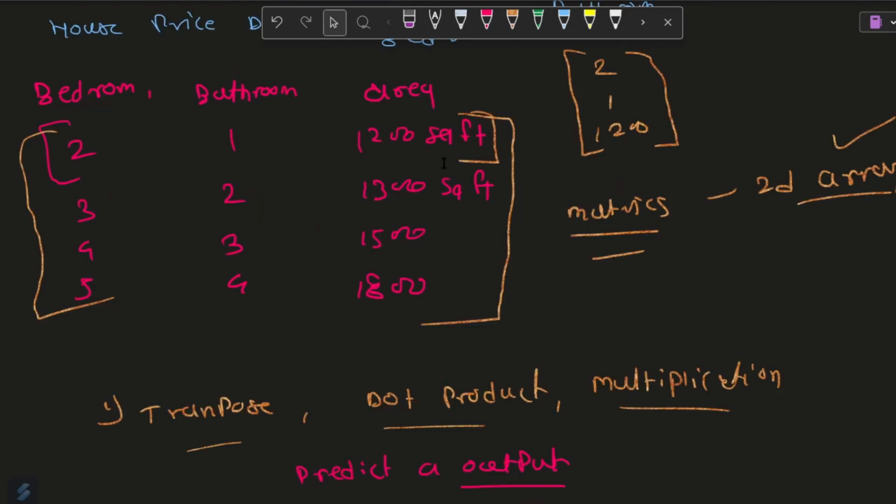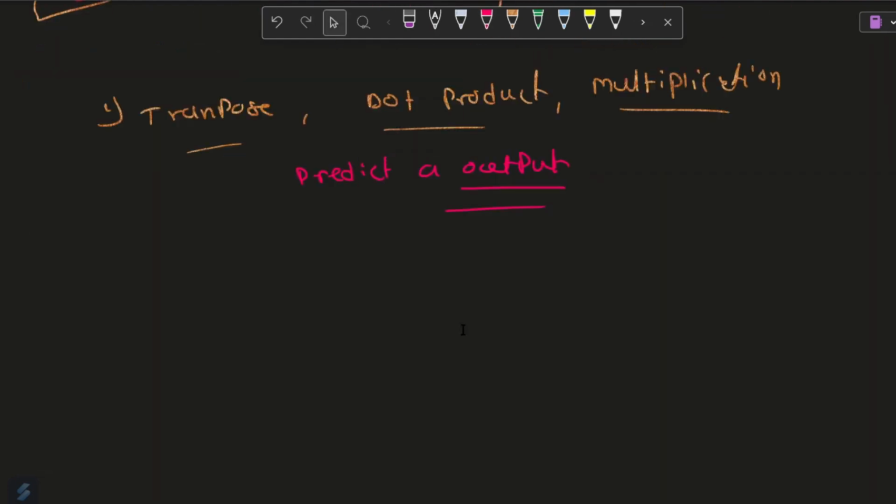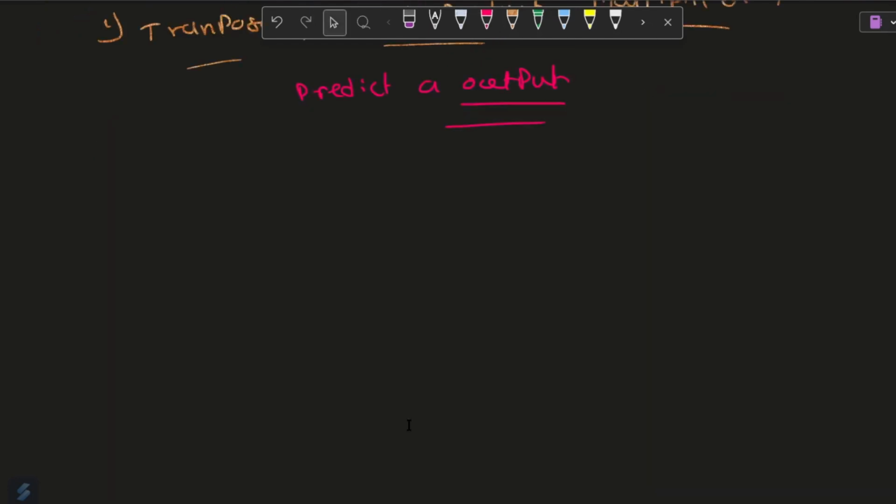See that example: we have bedrooms, bathrooms, and area, and then you get a price. This price will be your output. So for predicting your output, transpose, dot product, and multiplication are more useful. Now let's understand some real world examples, so that you understand more.